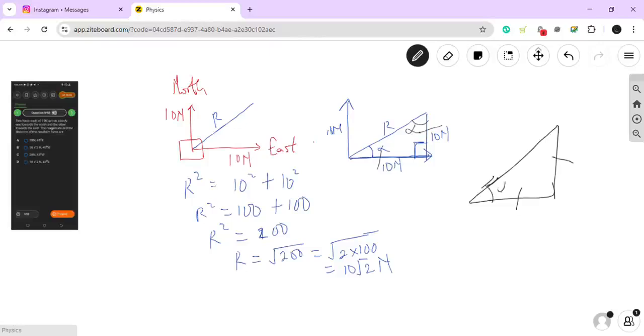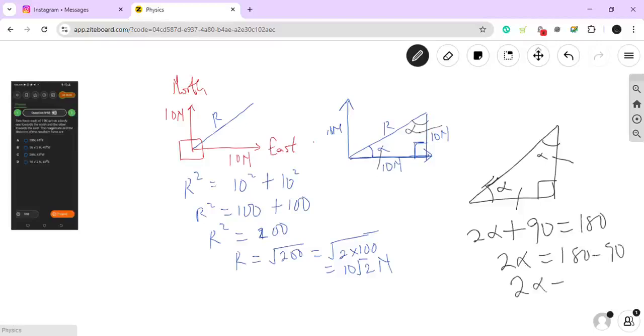It means the base angles also must be the same, and we already picked this one as 90 degrees. So automatically you should know that alpha plus alpha, which is 2 alpha, plus the right angle 90 will give us 180, right? And that will be 2 alpha equals 180 minus 90. So 2 alpha now will be 90. To get alpha, you divide both sides by 2, right? So alpha is 45 degrees. You've gotten your alpha to be 45 degrees.